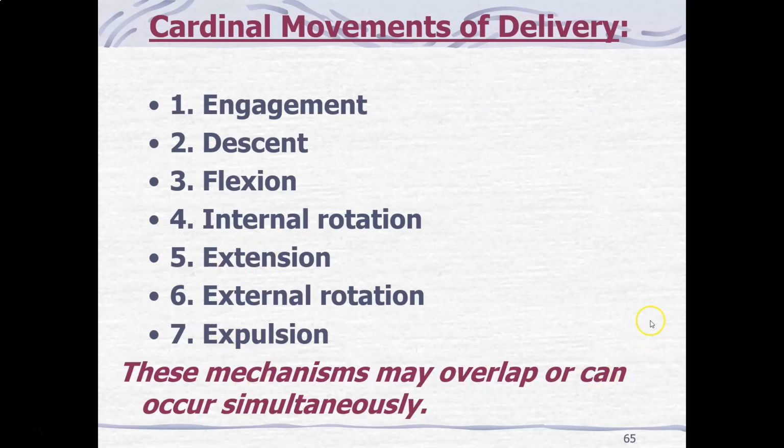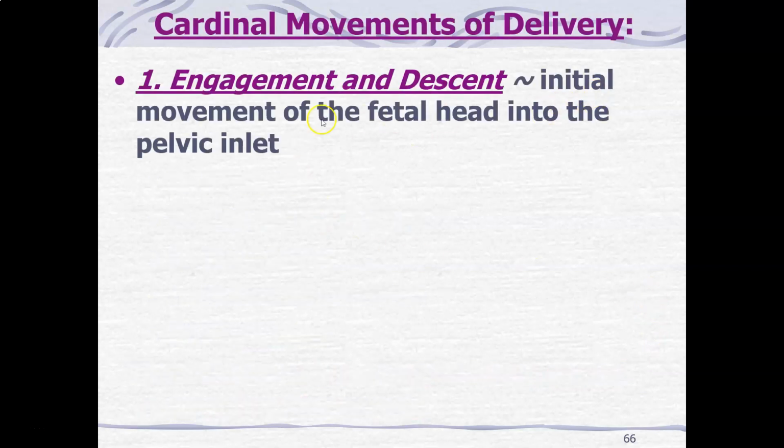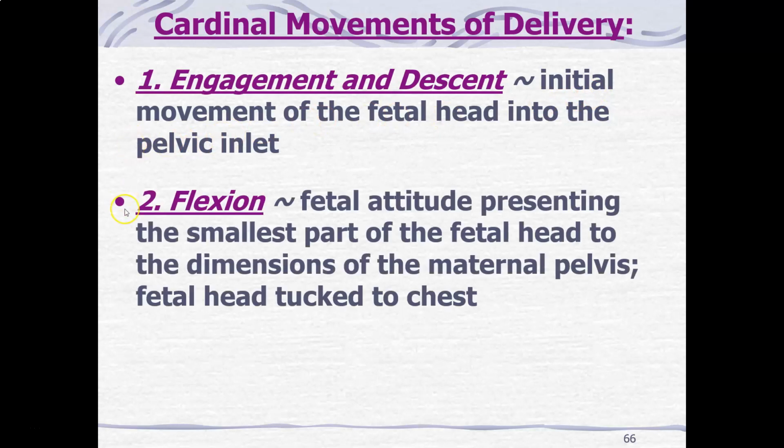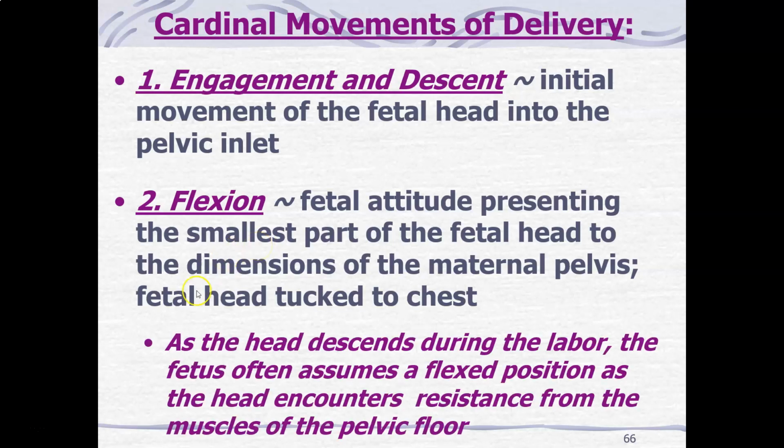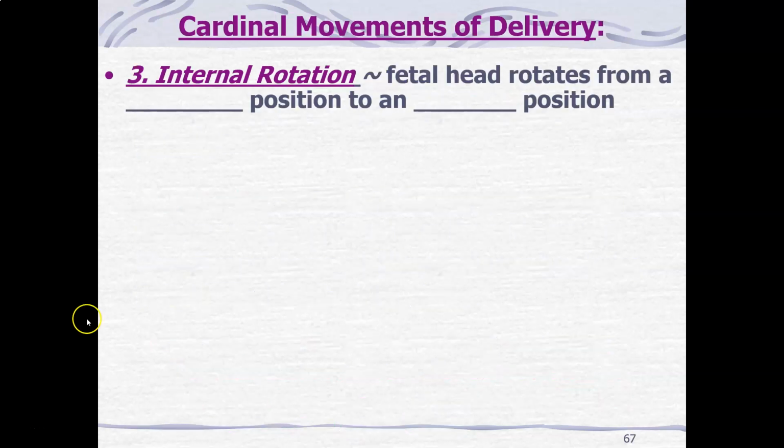These mechanisms may overlap or they can occur simultaneously. But what is happening with engagement and descent is the initial movement of the fetal head into the pelvic inlet, like I was just saying. Flexion is the fetal attitude, presenting the smallest part of the fetal head to the dimensions of the maternal pelvis, and the fetal attitude that we want is flexion, when the fetal head is tucked to the chest, chin to chest. As the head descends during labor, the fetus often assumes this flexed position because the head encounters resistance from the muscles of the pelvic floor, kind of forcing it into that flexed position.